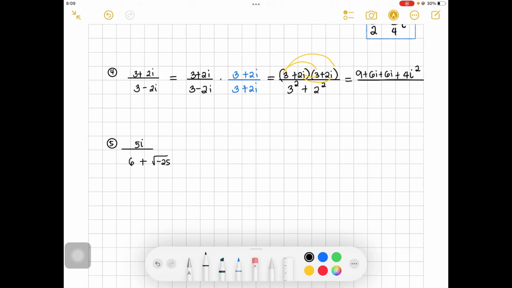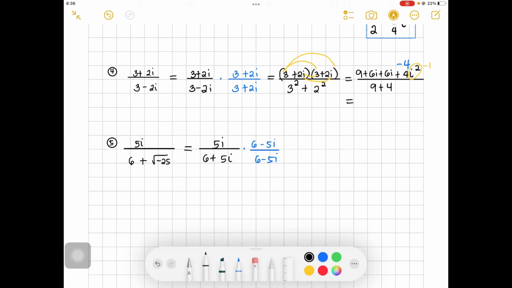For the denominator, we have 9 plus 4. i squared is negative 1. And so this is minus 4. And so we have 9 minus 4, 5 plus 6i plus 6i, 12i over 13.